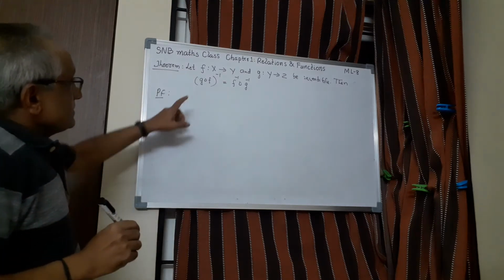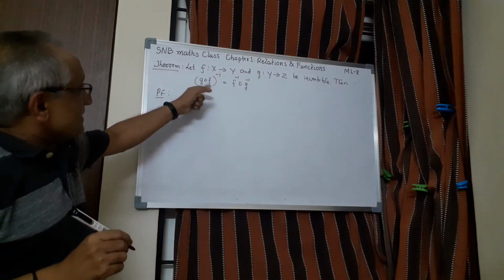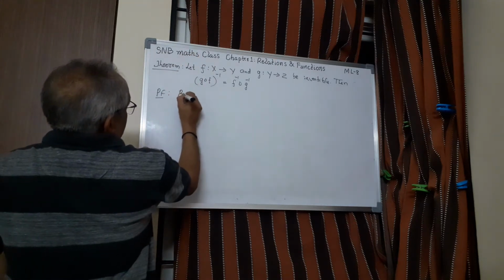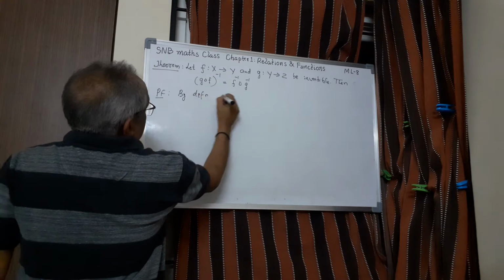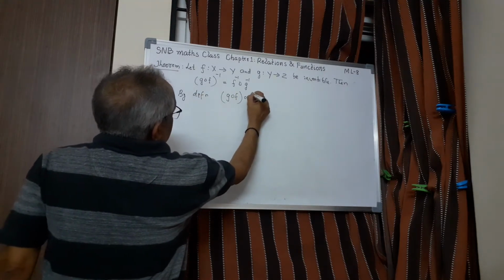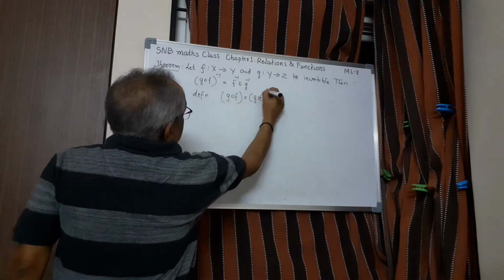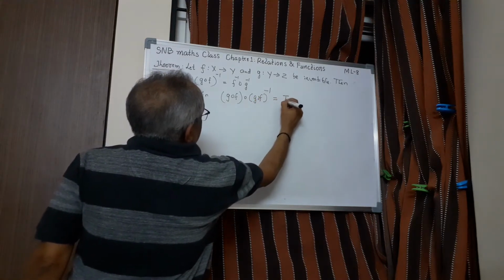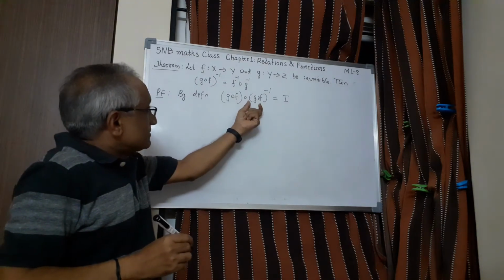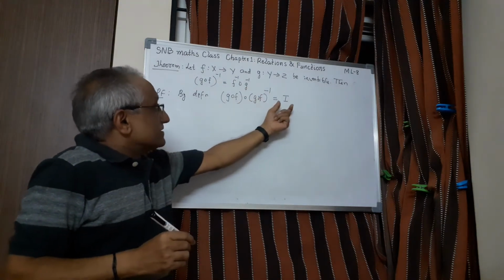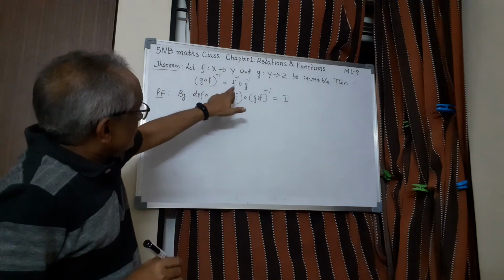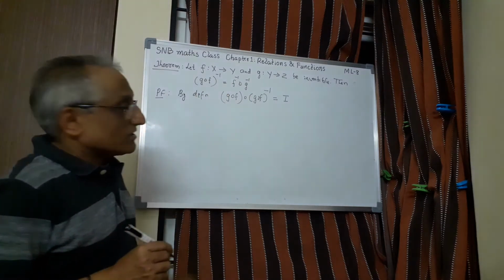Now GOF means what? It is the inverse of G of f. Now by definition, GOF of GOF inverse will definitely be equal to I, because GOF is a function, and its inverse function is GOF inverse. This is equal to I. Now what we have to prove is GOF inverse equal to F inverse of G inverse.